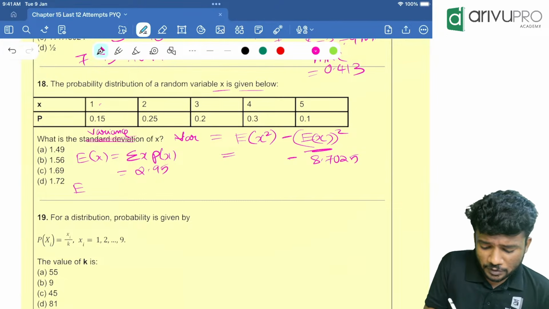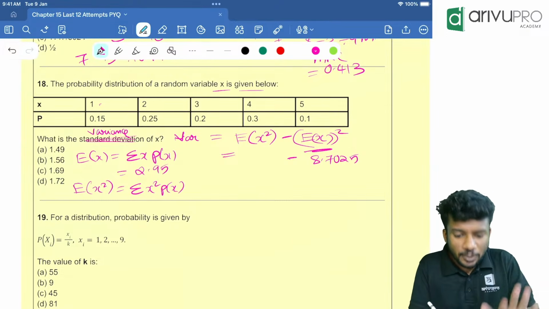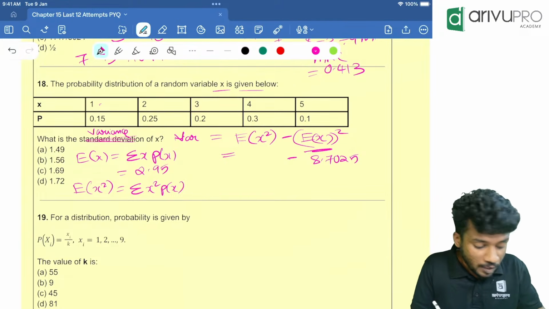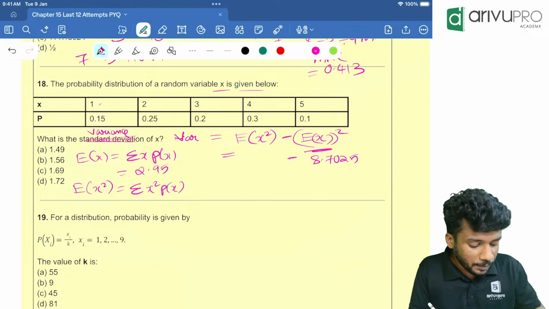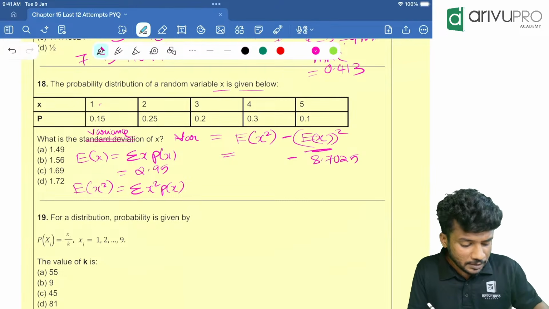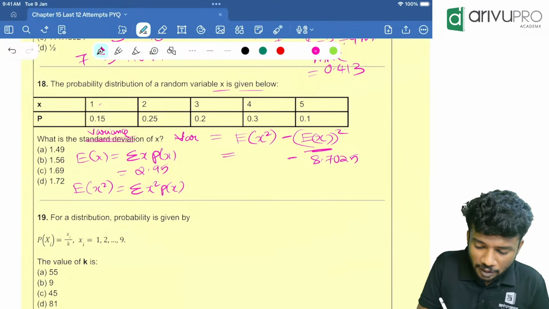How will you find E of x square now? E of x square is nothing but sigma x square into P of x. How will you find x square? Likewise, you need to find x square. Take your calculator, clear the memory. 1 into equal to, multiplied with 0.15 M plus, 2 into equal to, multiplied with 0.25 M plus, 3 into equal to, multiplied with 0.2 M plus, 4 into equal to, multiplied with 0.3 M plus, 5 into equal to, multiplied with 0.1 M plus. Finally click MRC. How much are you getting?